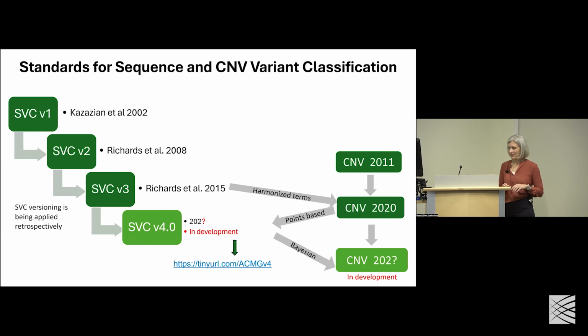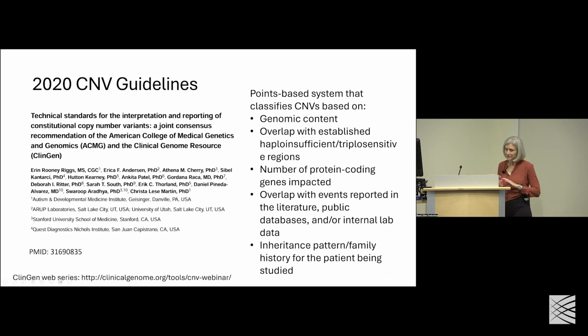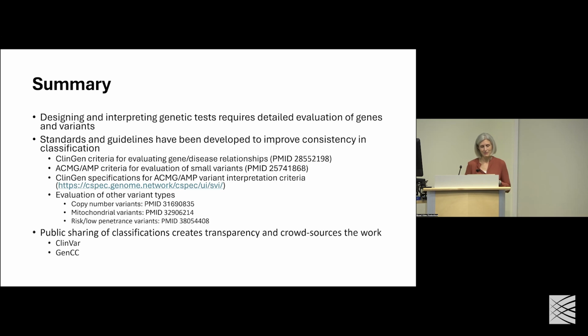So I just want to mention very briefly, we talked about the evolution of the sequence variant interpretation guidelines. There are also guidelines for the interpretation of copy number variation. In 2020, this paper came out, led by ACMG and ClinGen. And this is, again, a points-based system for classification that takes into account genomic content, overlap with established haploinsufficient and triplosensitive regions, number of protein coding genes, et cetera. Unfortunately, I don't have time to go through that, but ClinGen has a great web series that walks through these criteria and how to apply them. And I've linked that at the bottom of this slide.